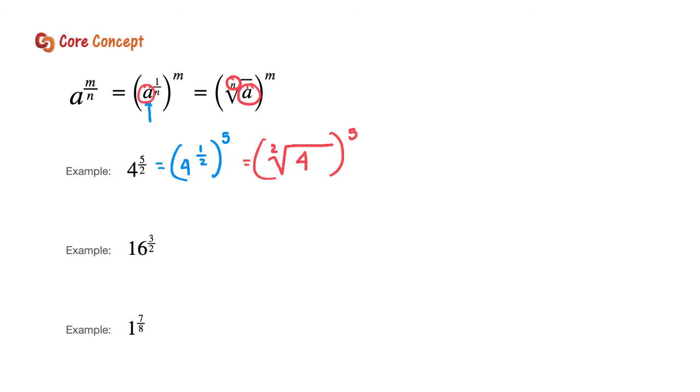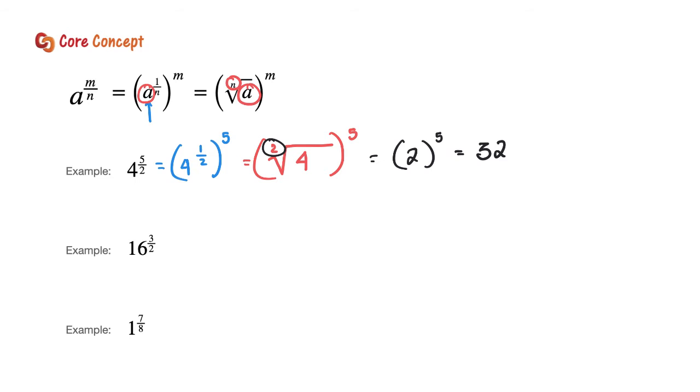And now we can evaluate this. The square root of 4. Now remember, we usually don't show a 2 there when it's a square root, but I'm trying to emphasize that the denominator in the exponent is the index of the radical. So the square root of 4 is just 2. So it's 2 to the 5th, and 2 to the 5th is 32, exactly what our calculator gave us.